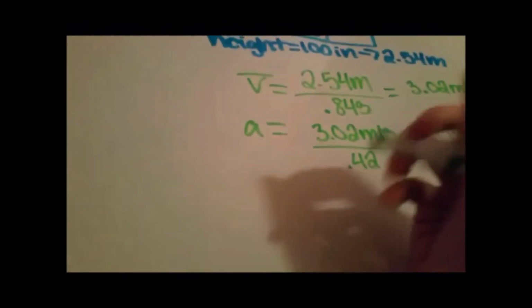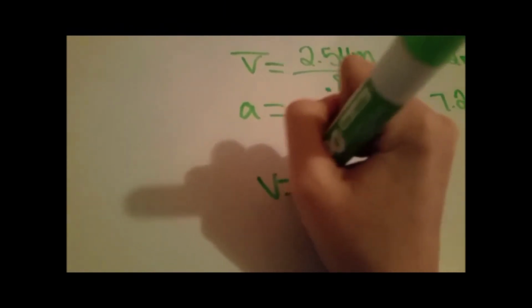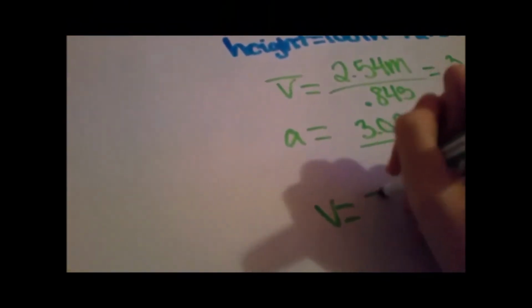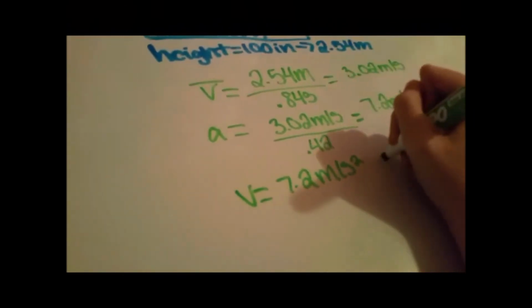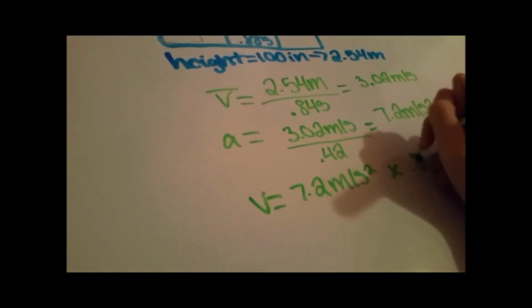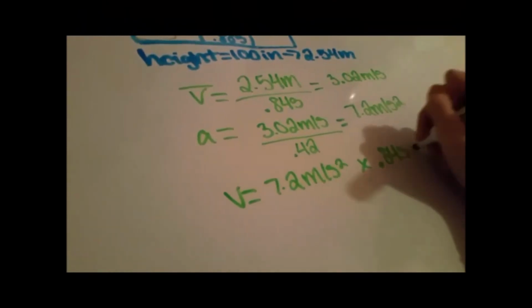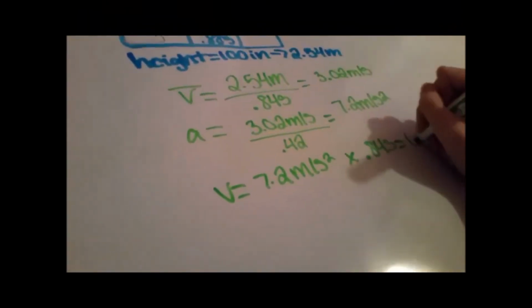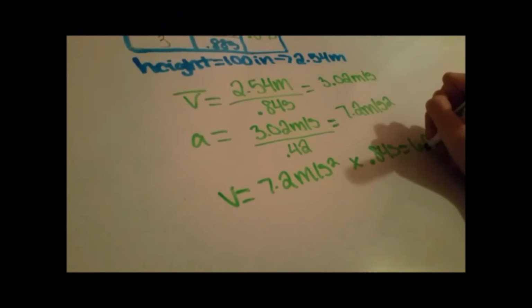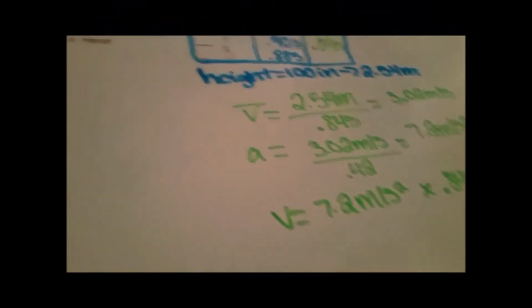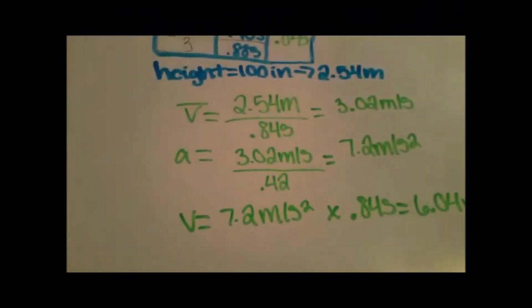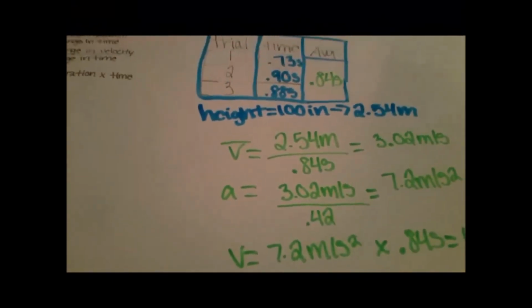And then you can find the final velocity. Final velocity is acceleration times time, so 7.2 meters per second squared times 0.84 seconds, because that was your average time, and that equals 6.04 meters per second squared. Okay, so there's the graphs, the data table, and how you figure out average velocity, acceleration, and final velocity.